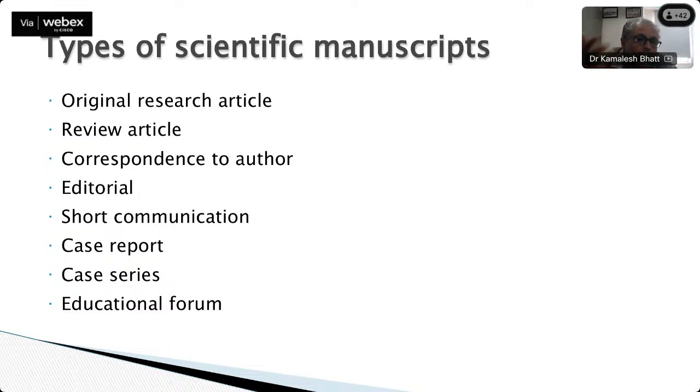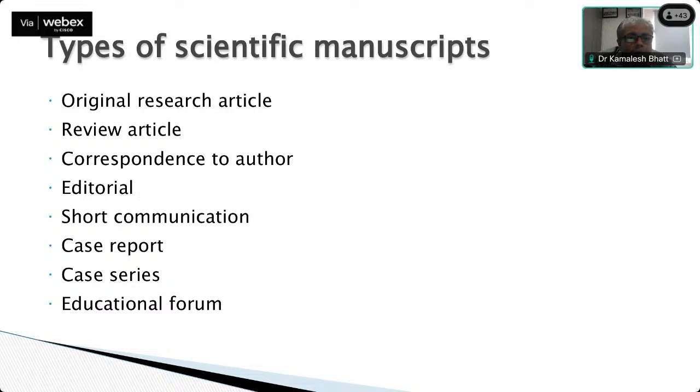Whenever you are writing something to the author, it is called correspondence to the author. When you are the editor of a journal, you can write an editorial. If your research work is very small, it will come under short communication. An individual case report, or a collection of case reports, is called a case series. And if you are sharing educational material, it will come under the heading of educational forum.